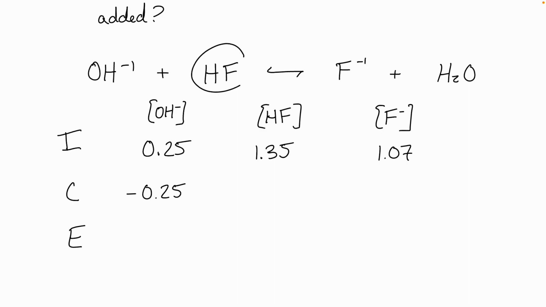What's going to happen to the concentration of HF? Is it going to go up or down? It's going to go down as it reacts with that hydroxide. And since it's 1-to-1, it will go down by that same amount. And then what happens to the concentration of fluoride? Goes up. Right? I create more fluoride by adding that base.